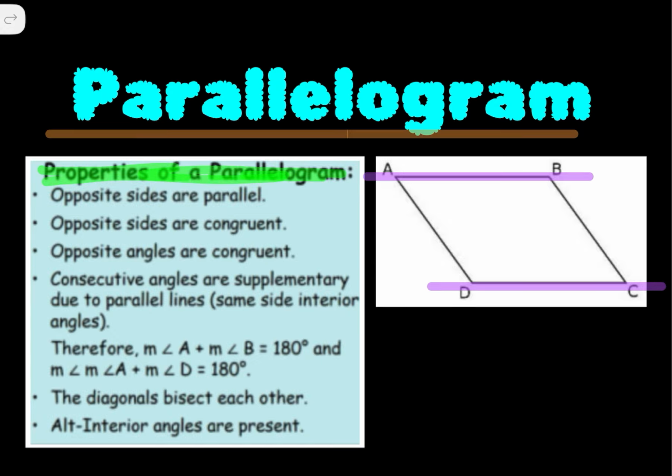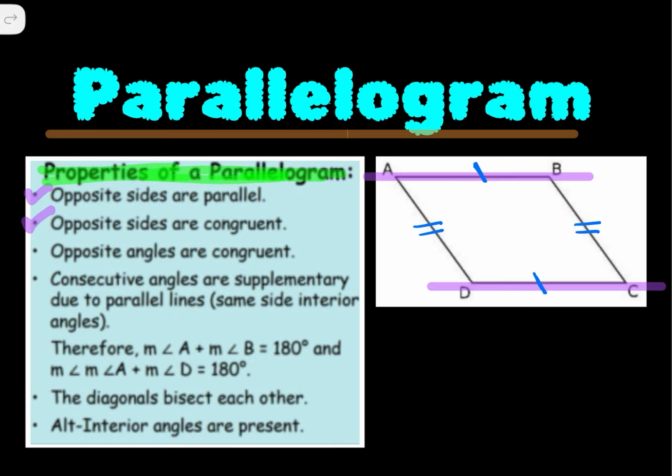The second piece of information, or bullet, is opposite sides are congruent. So that means I could use this segment AB, which is congruent to its opposite side, which is segment DC. Segment AD, which is opposite to BC, are also congruent at the same time.